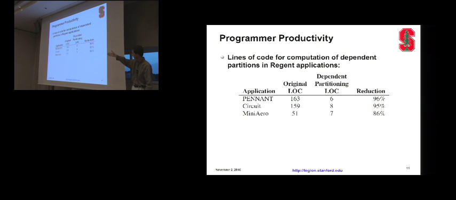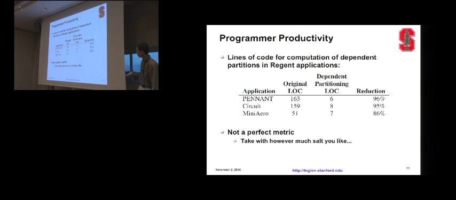So my 159 lines of circuit went down to 8 lines. My other two applications, Pennant and Mini Arrow, both had 86-96% reduction. And fundamentally what's going on is instead of asking the application to do arbitrary manipulations to some shared data structures, typically the code that you end up with is do this operation, do this operation, do this operation. We haven't found any case that didn't just boil down to either exactly the operations or one or two operations composed with each other. So not a perfect metric, but hopefully you'll agree it's better than it was before.